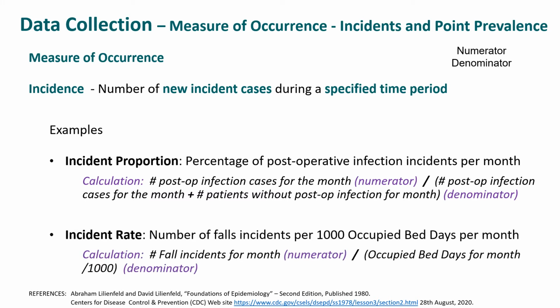Also, you can express it as an incident rate, and that would be the number of fall incidents per 1,000 occupied bed days per month as an example. The calculation in this case is the number of fall incidents for the month, which is the numerator, expressed over the occupied bed days for the month divided by 1,000, and that's the denominator.